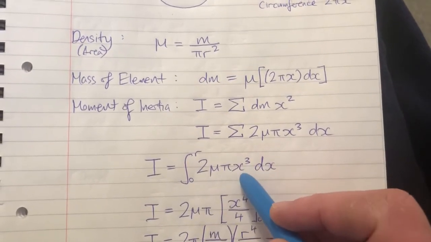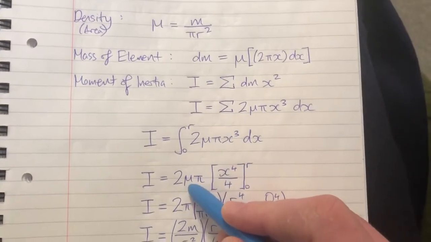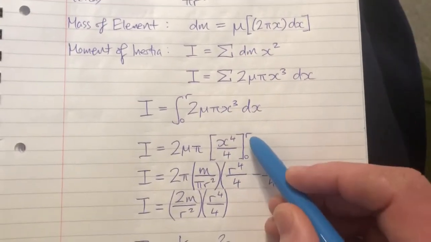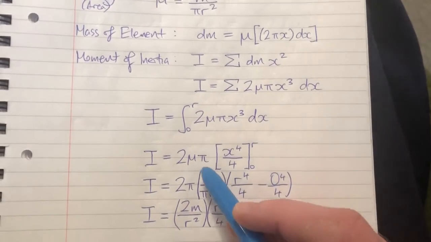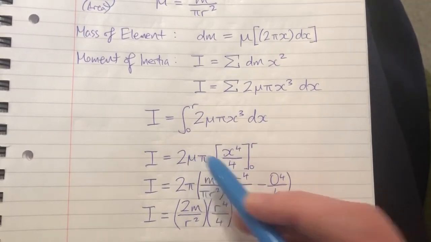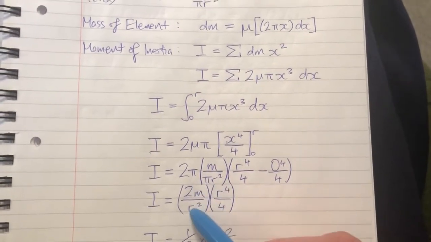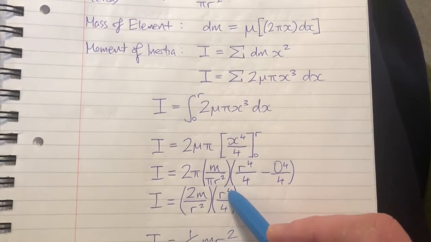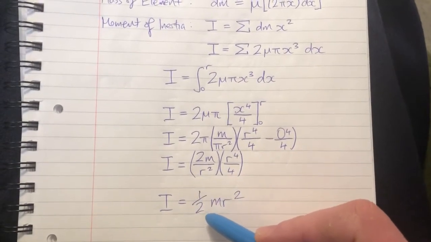So we integrate x cubed this time and get x to the 4 over 4. These are constants as regards the integration. And applying the limits 0 and r, we get r to the 4 over 4 minus 0. Just returning mu to m over πr squared, combining with 2π, we get 2m over r squared. This leaves us with r to the 4 over 4, leaving us with our final answer of 1/2 mr squared.